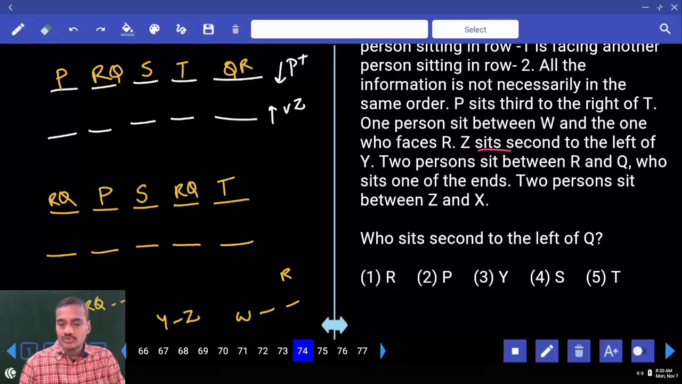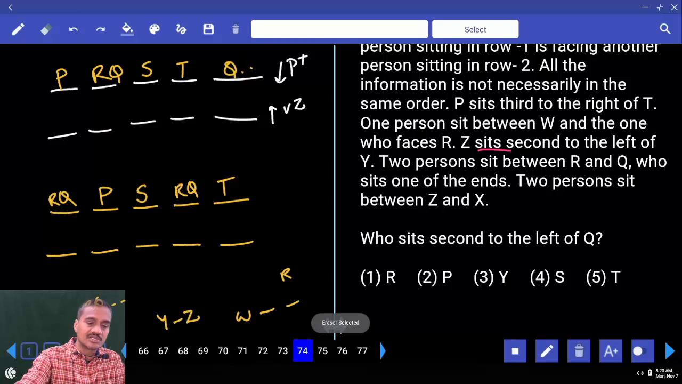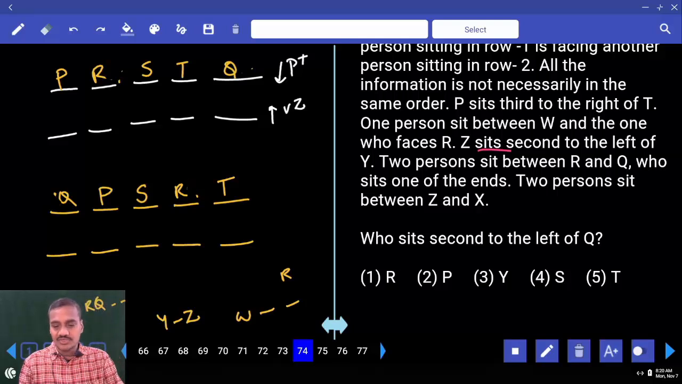And Q sits at one of the ends. Now where is this Q? Q is at one of the ends, since R cannot be here. Here also Q is at one of the ends; if Q is here, then R is at this place. And next, 2 persons between Z and X. Tell me how many persons there are between Z and X: there must be exactly 2 persons.